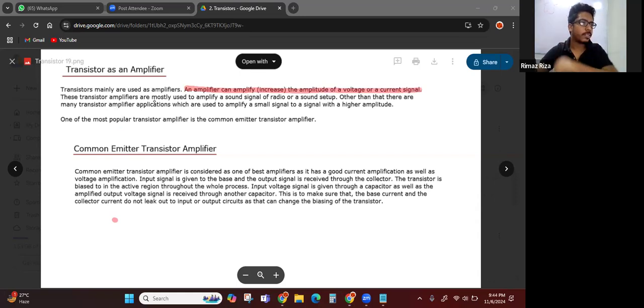These transistor amplifiers are mostly used to amplify a sound signal, or in radio or sound setups. Other than that, there are many transistor amplifier applications which are used to amplify a small signal to a signal with higher amplitude. So write down what an amplifier means. You should know that an amplifier increases the amplitude of a voltage or current signal.